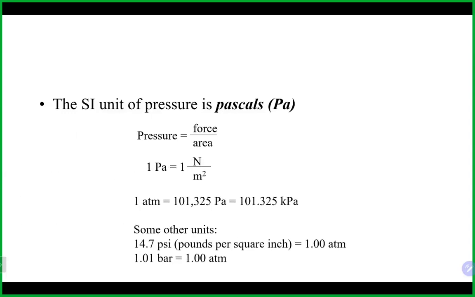As I mentioned before, here are a few other common units that you sometimes come across. Pascal or kilopascal: 101,000 pascals, or 101.3 kilopascals, is basically an atmosphere, and there are 14.7 psi in an atmosphere, and 1.01 bar is equal to 1 atmosphere. You probably won't come across these too much, but you should still be aware of them.